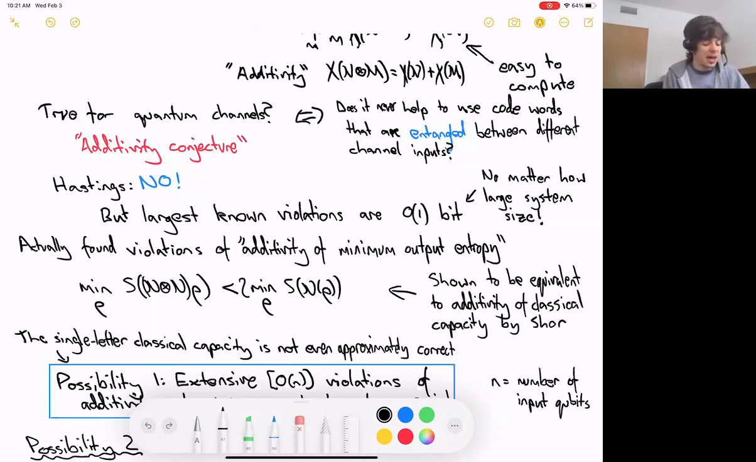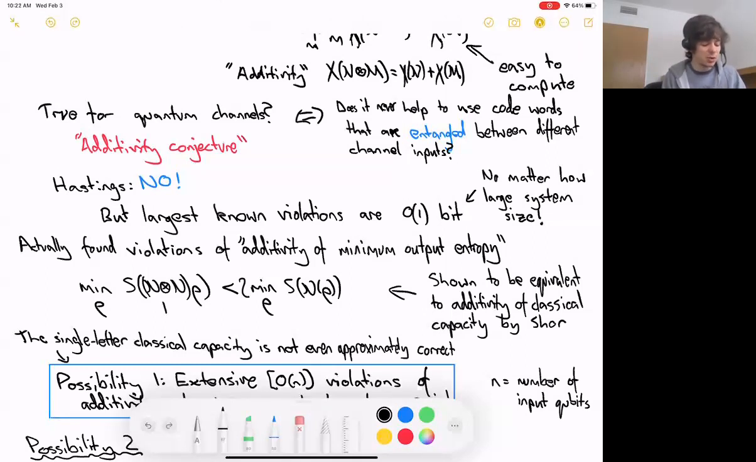And then we can compare the minimum output entropy for 2 copies of the channel, minimizing over all input states, potentially entangled between the two inputs of the channel. And we can see whether that is smaller than twice the minimum output entropy of 1 copy of the channel, right? Clearly, it's at least as small as it because I can just input a product state, but maybe using entangled states, I can make it even smaller.